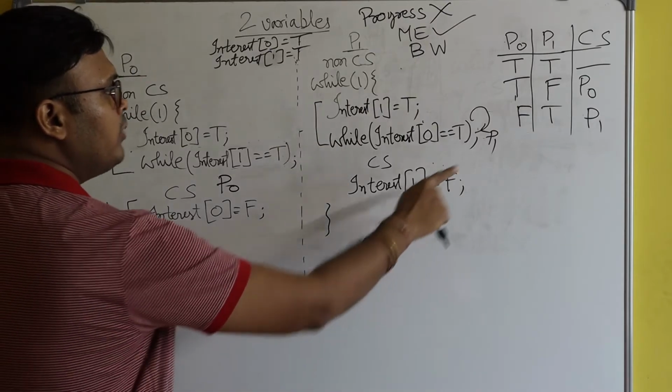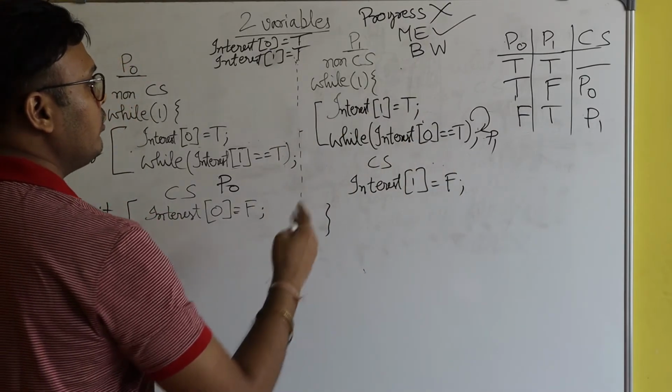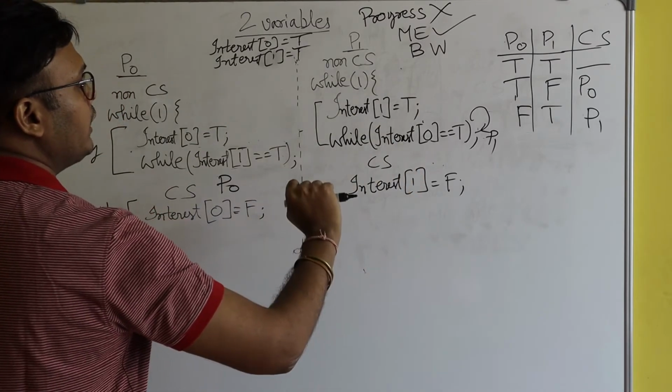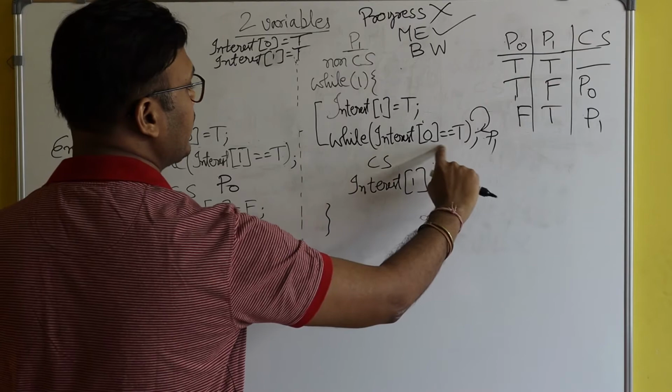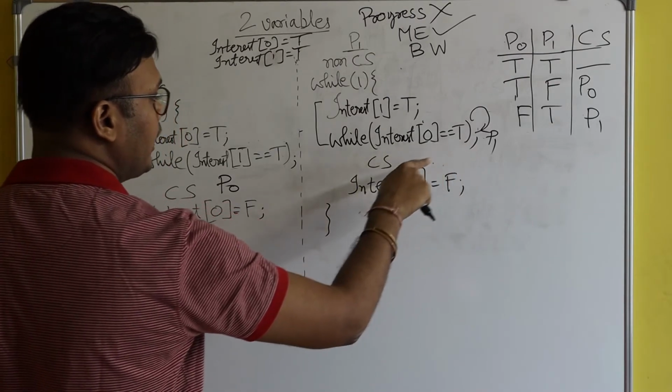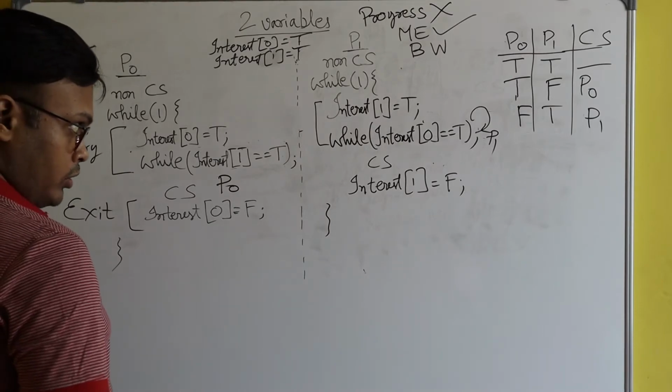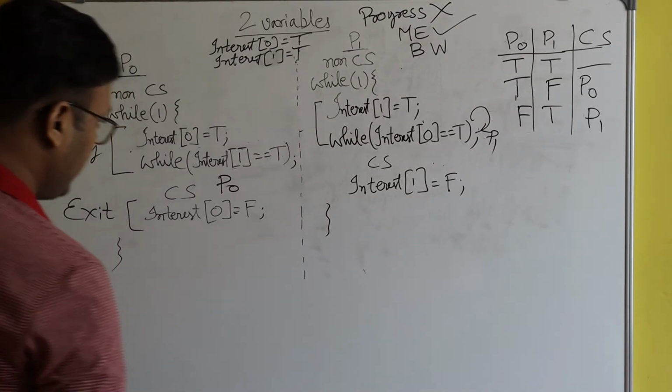It means what? P1 is waiting for the condition when P0 is not interested to enter inside the critical section, so that this condition will be false, and after that P1 could get the entry inside the critical section. Okay, so let's see what will happen.